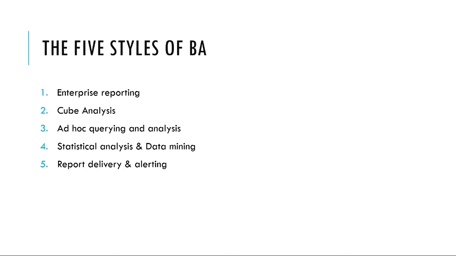Reporting delivery and alerting is a proactive report delivery and alerting to a very large population based on the schedule and event triggers in the database. It is targeted at a very large user population of information consumers, both internal and external to the enterprise. So these are the five styles of business analytics.